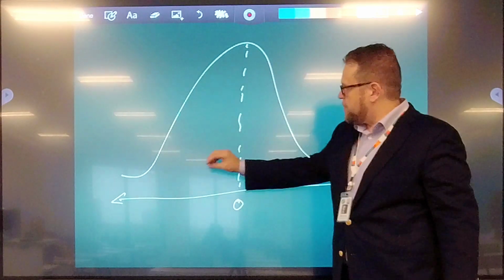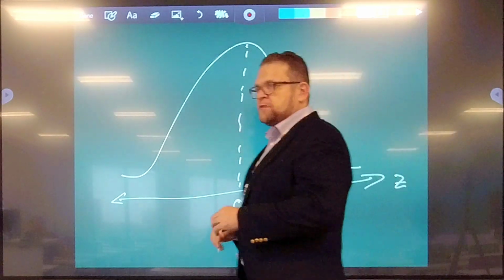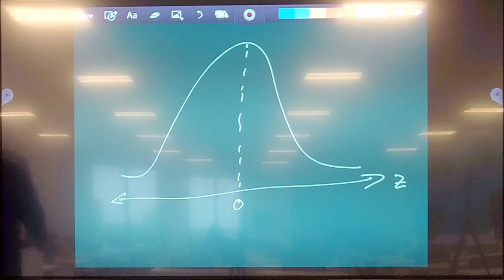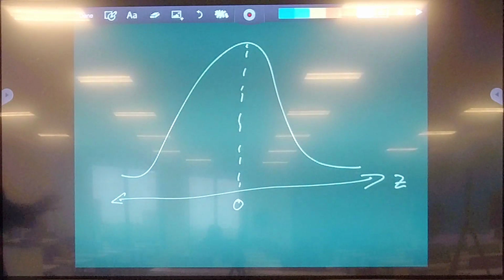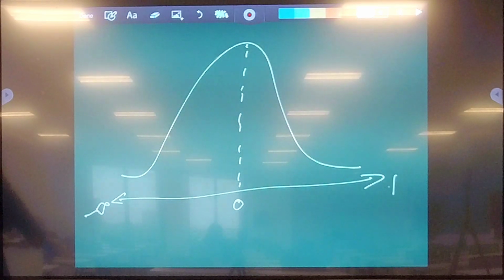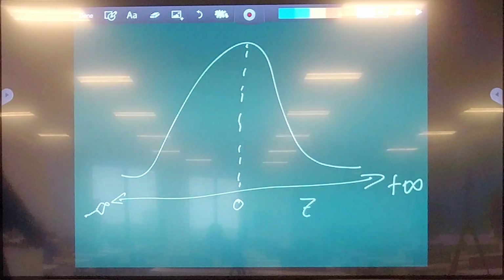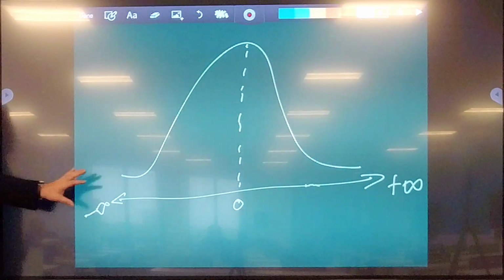And we've talked before about what the area underneath this is. The z-axis is the number line, right? Over here you have minus infinity, and over here you have positive infinity, and this is the z-axis. Okay. Now, what is the area under this curve? 1.